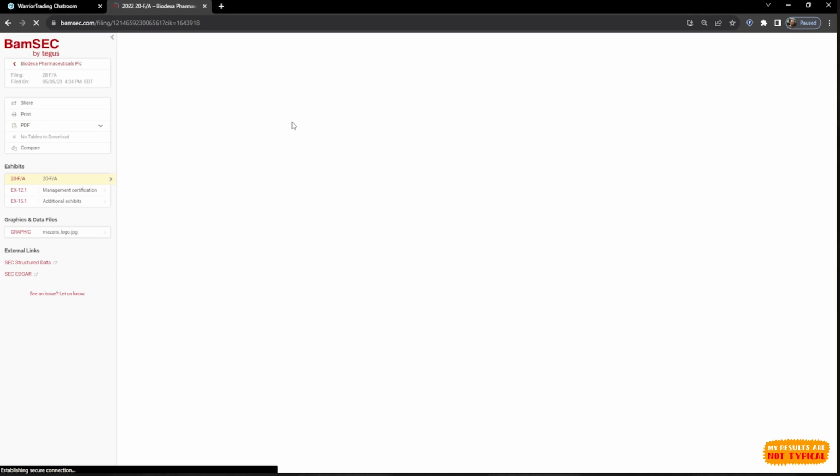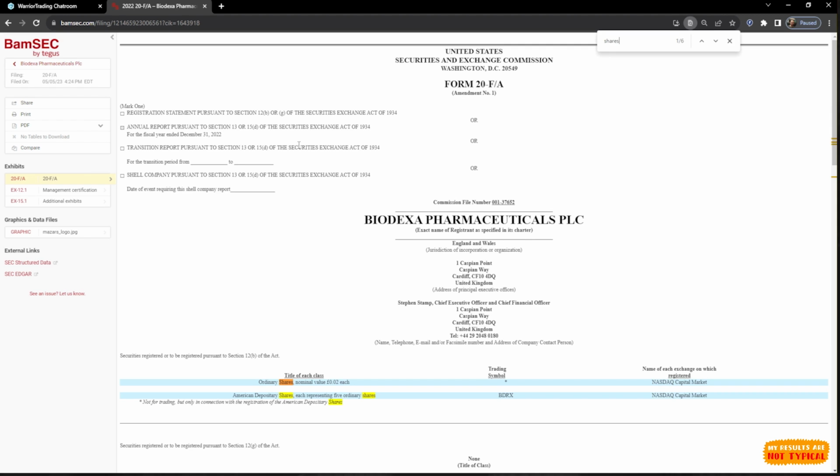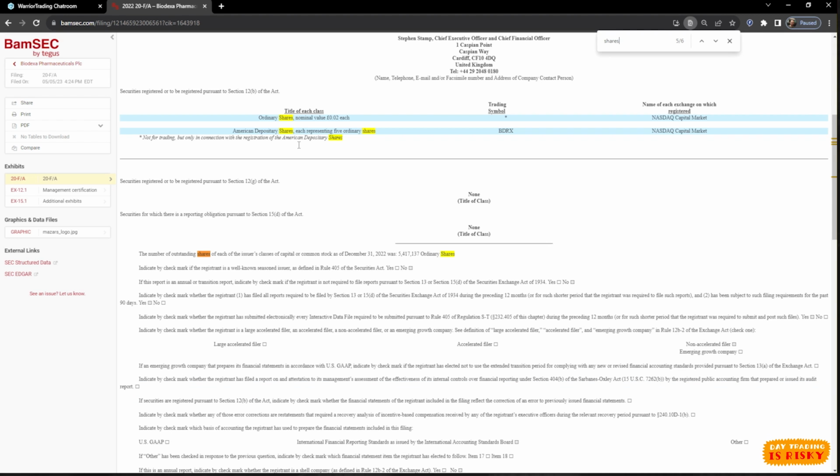Let me just check. I'm pretty sure it was this one. So then I looked for shares and I saw, okay, they had 5 million shares right here. As of December 31st, 2022, they had 5.4 million shares available to trade. So that confirms what the float is of this company.